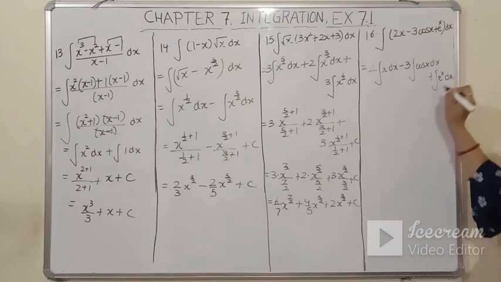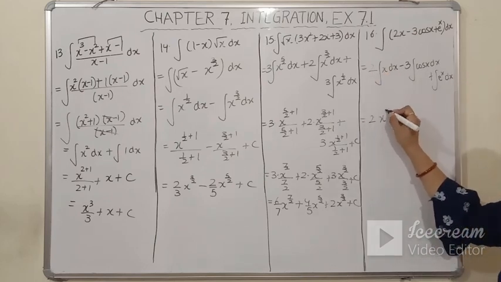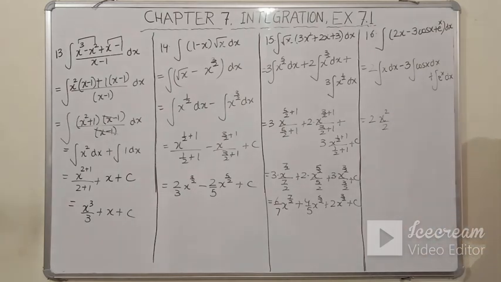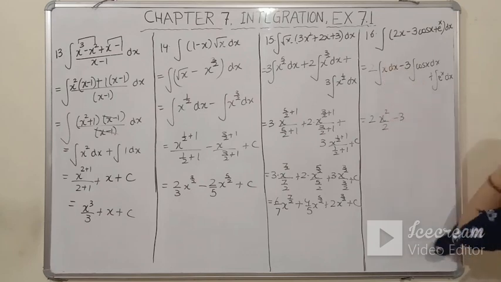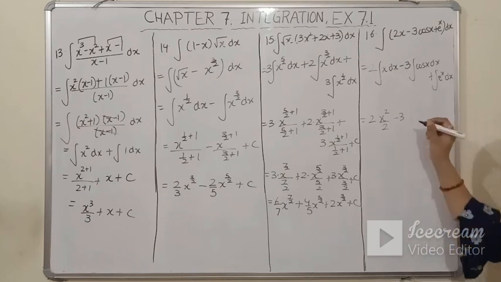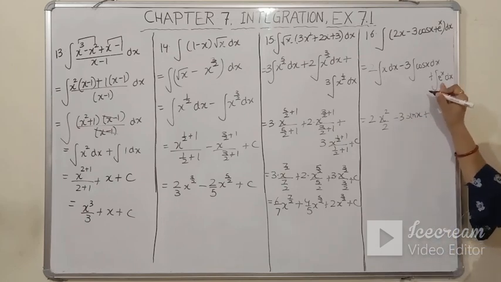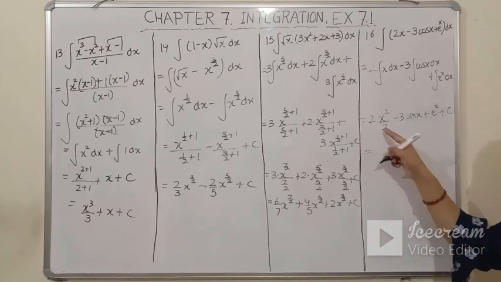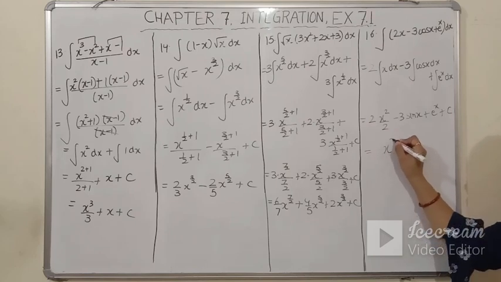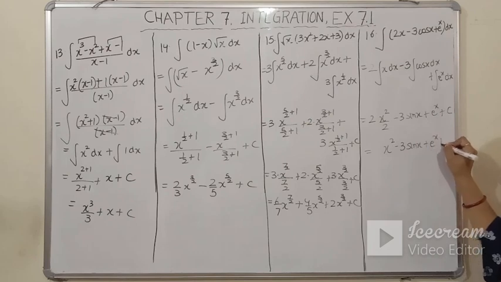So now the integration of x will be x square by 2. Again using the same rule, x raised to power n plus 1 upon n plus 1 will be x raised to power 1 plus 1 upon 1 plus 1, that is 2. Minus 3, the integration of cos x is sin x. And the integration of e raised to power x is e raised to power x plus c. So this 2 will be cancelled by this 2. So the answer is x square minus 3 sin x plus e raised to power x plus c.